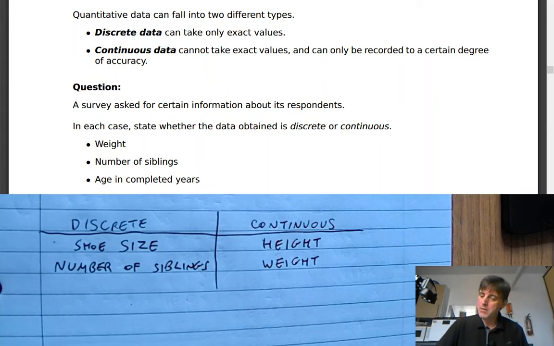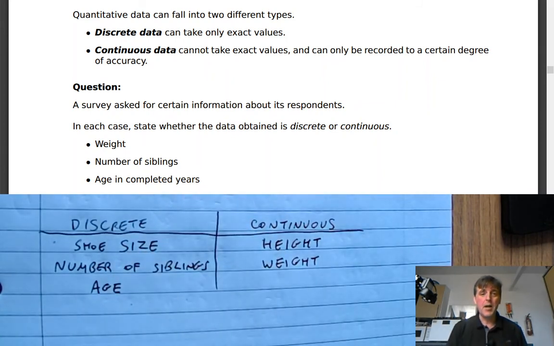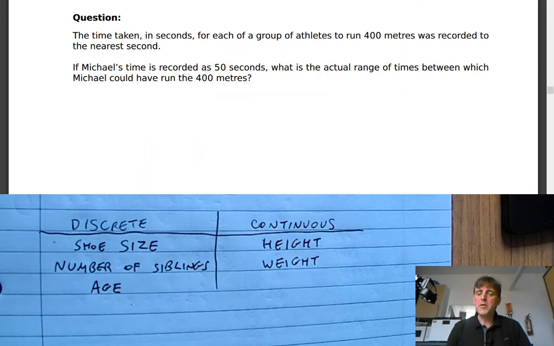And then the last one here, age in completed years. Well, that is going to be discrete data. It's basically how many birthdays have you had. So if you are, for example, 18 years old, your age would be 18 in completed years. If you've had 18 birthdays, you haven't had like 18.1 or 18.3 birthdays. You've had exactly 18. That's discrete data. So it's not always obvious, I think, when data is discrete or continuous, but we do need to be aware of it because we do treat these things in very, very different ways.